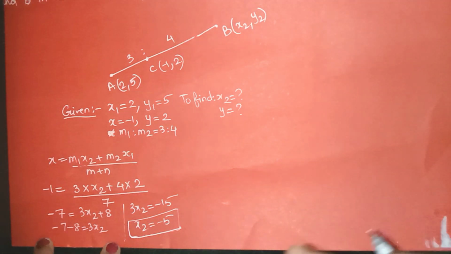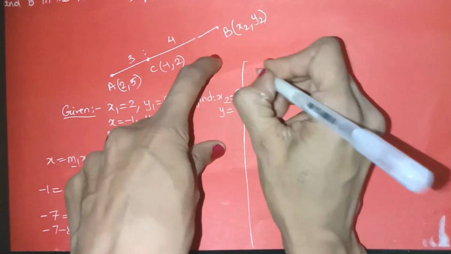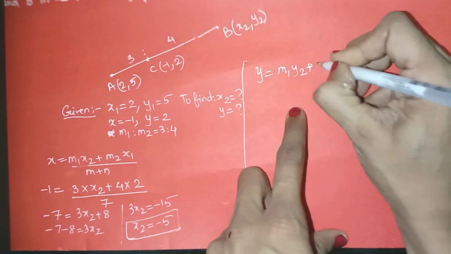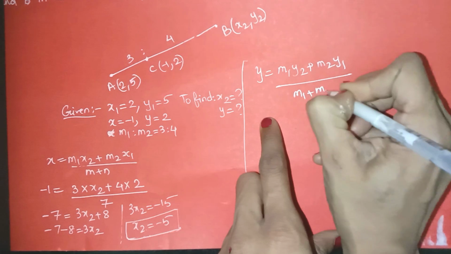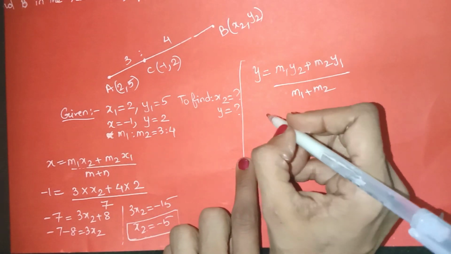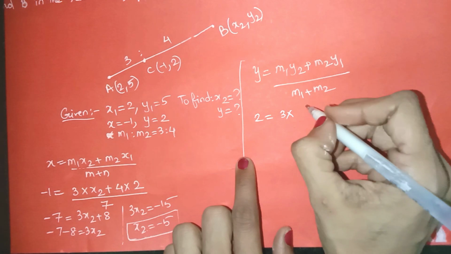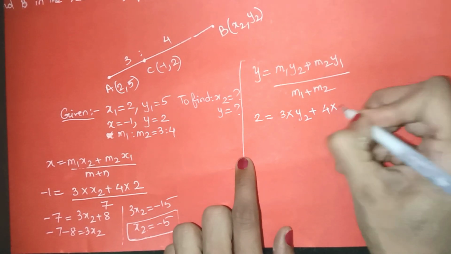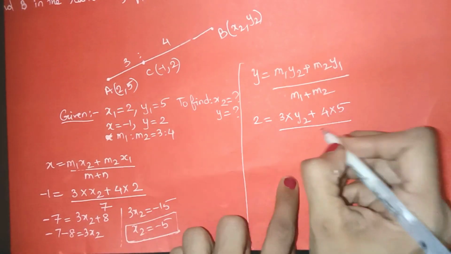But we still have to find out y2. Let's do that. So what is the formula for y coordinate? y equal to m1 y2 plus m2 y1 divided by m1 plus m2. So y is nothing but 2 and m1 is 3 into y2 is going to be, obviously we don't know, and m2 is 4 into y1 is 5 divided by 3 plus 4, which is 7.